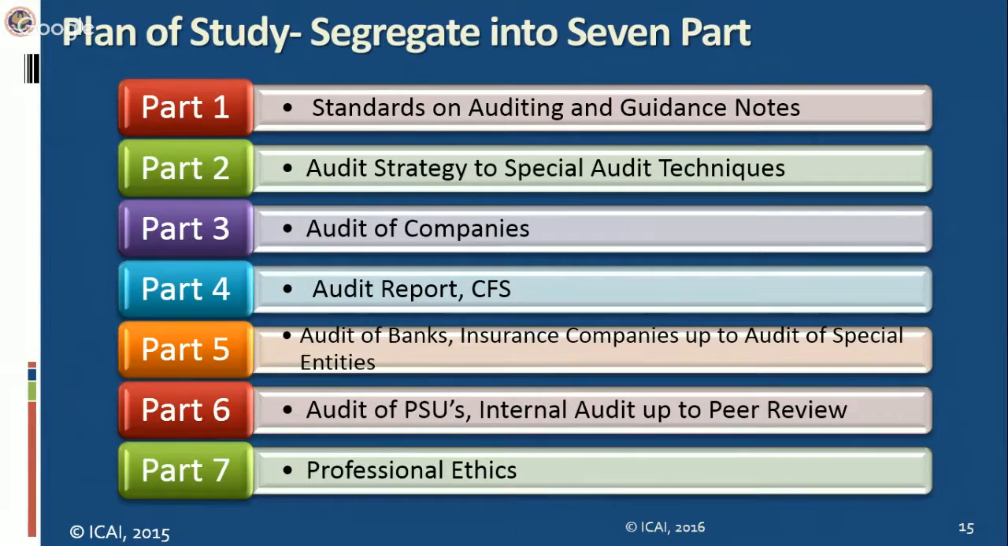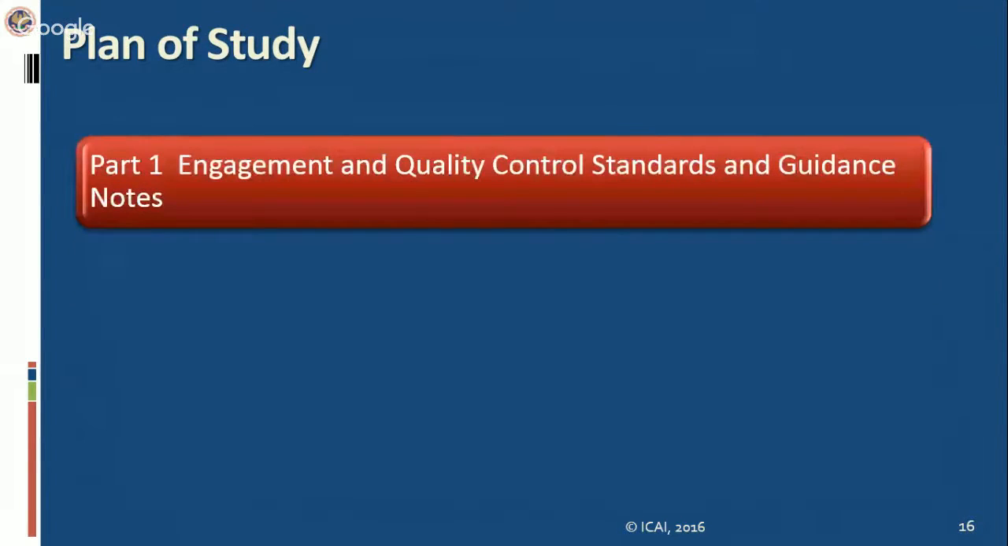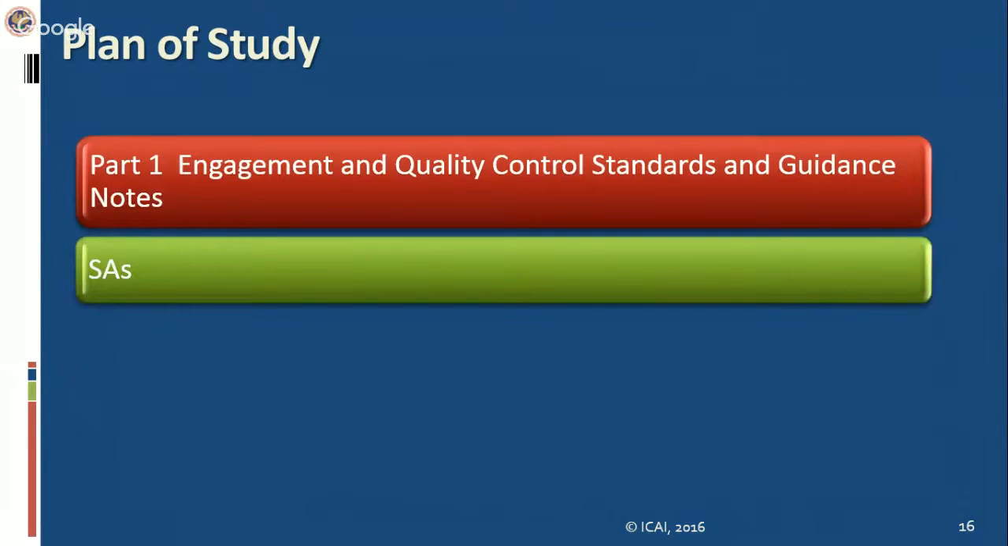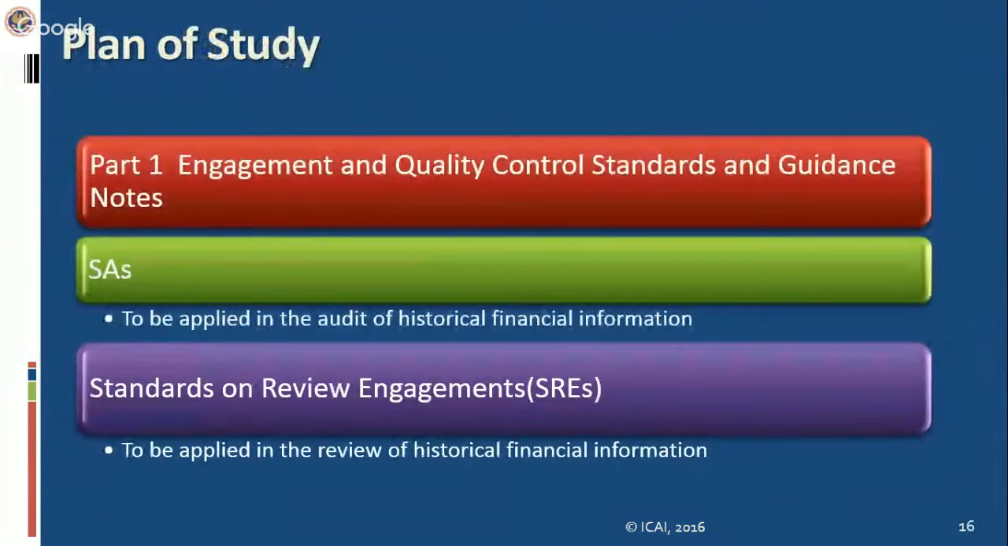Please go through, one by one, a detailed understanding of the objective of each standard: why this standard has been created, and what is the logic behind its creation. Only then are you able to understand the meaning of the standards. Three kinds of standards are there: basic standards on auditing, then standards on review engagements, and assurance.